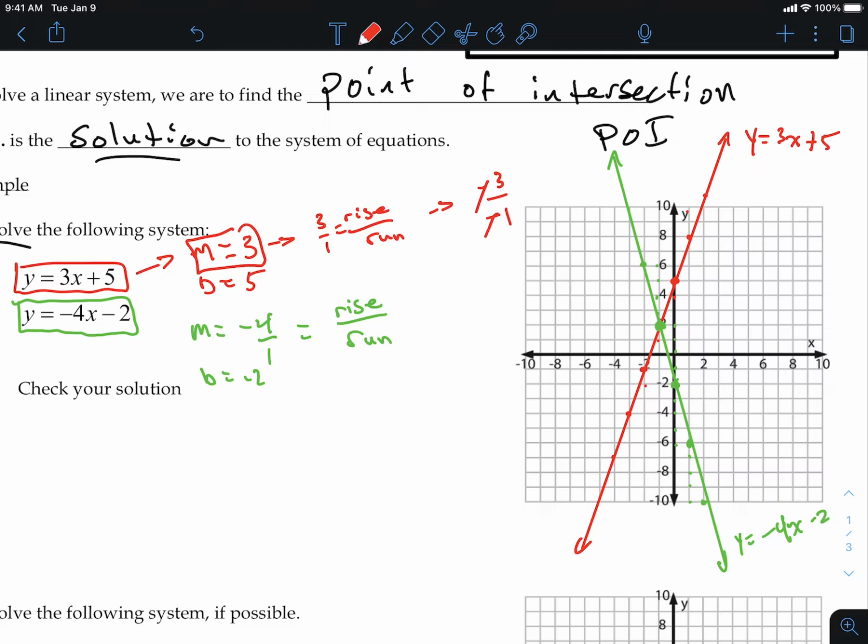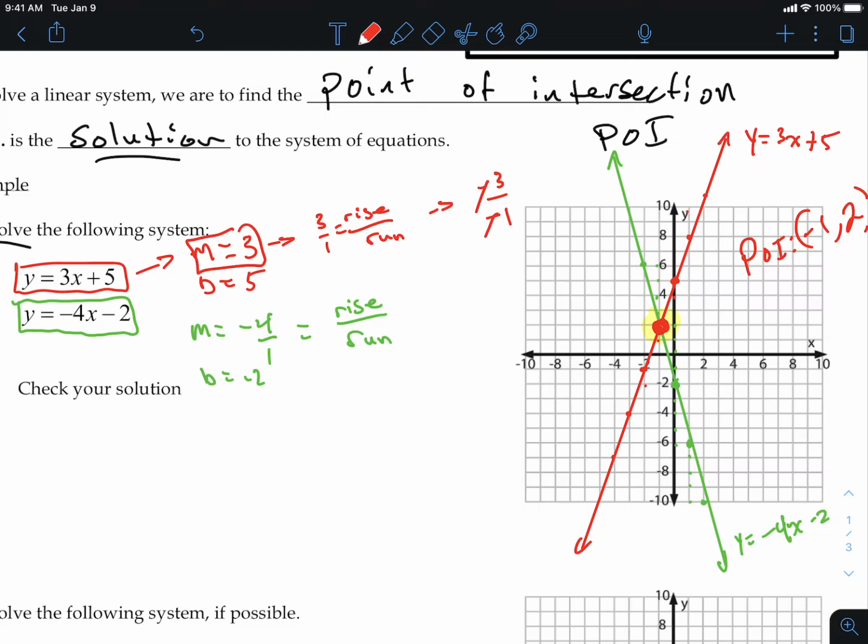So what's the solution then? That's kind of the important part. It's where those two lines cross. Right? So you could say the POI is at negative 2 and positive 1. Sorry, the other way around. Negative 1 and 2. Okay, it's right here.